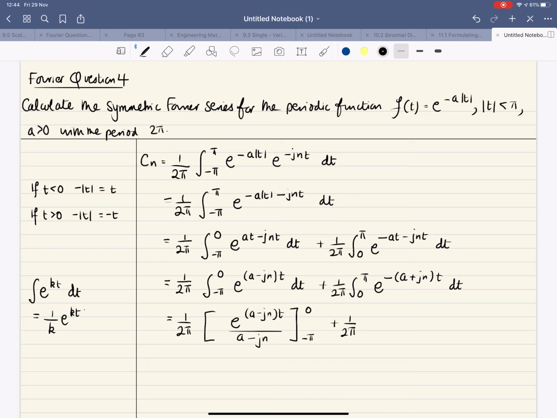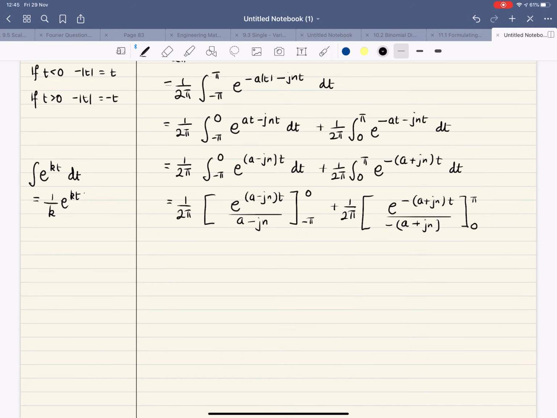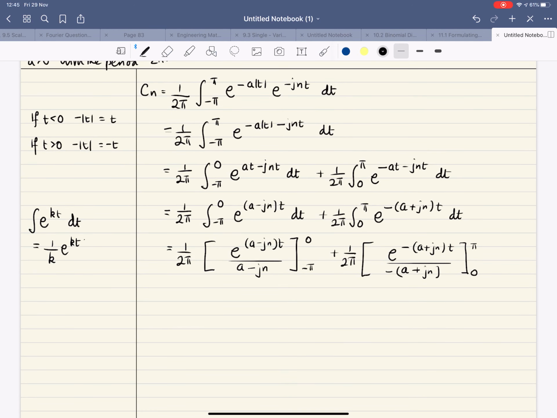The next bit, 1 over 2 pi times e to the minus a plus jn t, divided by minus a plus jn, like so, from pi at the top to 0 at the bottom. Okay, so now we've got the integrals. So that one I've used on that step there, and that has been used on that step there.